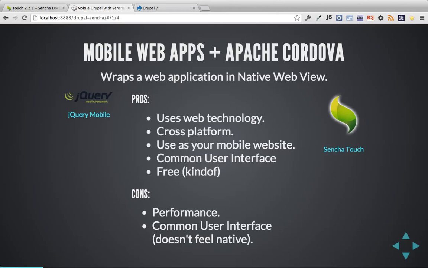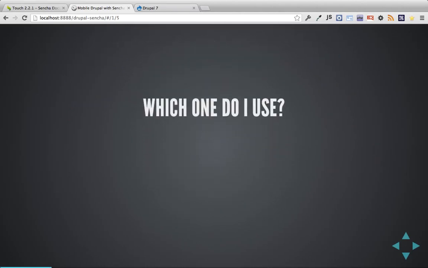And then, of course, I want to say a con is also a common user interface. You'll see this as funny because I said this was a pro. Some people actually consider that a con. They say, I want this to feel like an iPhone app, or I want this to feel like an Android. So depending on who you are and what you want, it could be viewed as a con, which kind of leads me to my next thing, which is which one do I choose?